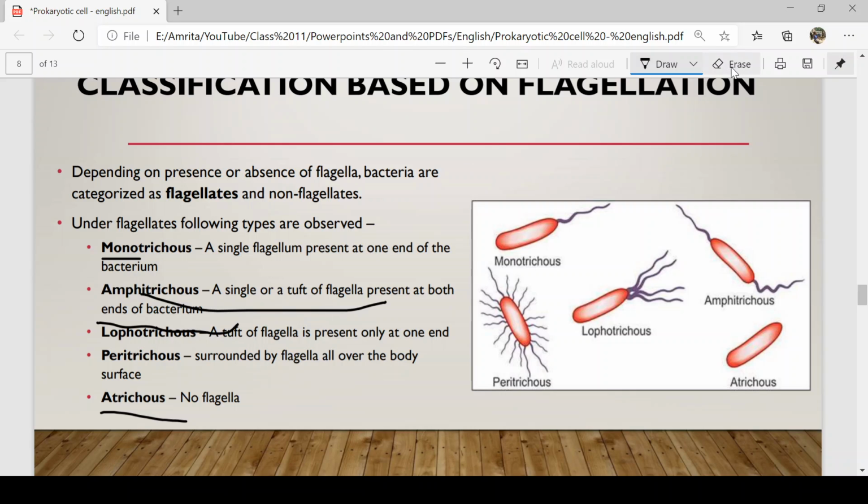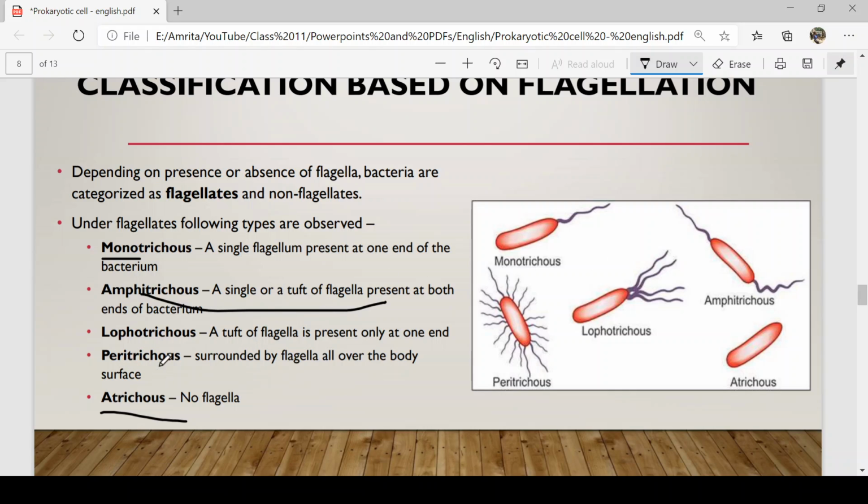Then we have lophotrichous. What is lophotrichous? Lopho is when a tuft of flagella, or a bunch of flagella, is present only at one end. That is lophotrichous. If you see the diagram here, a group or a bunch, a tuft of flagella, is present only on one end.